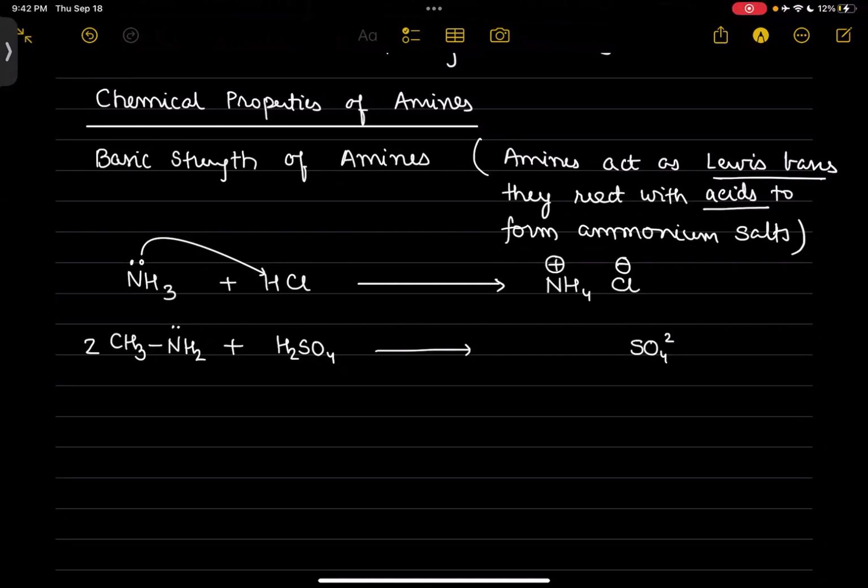1 mole of salt with the anion sulfate, and it is CH3NH3 plus whole plus. Got it? Is it clear or not? Yes. So this is again an acid-base reaction. We need to compare the basic strength of amines. Is it clear? So what is the basic strength of amines? That we need to compare.